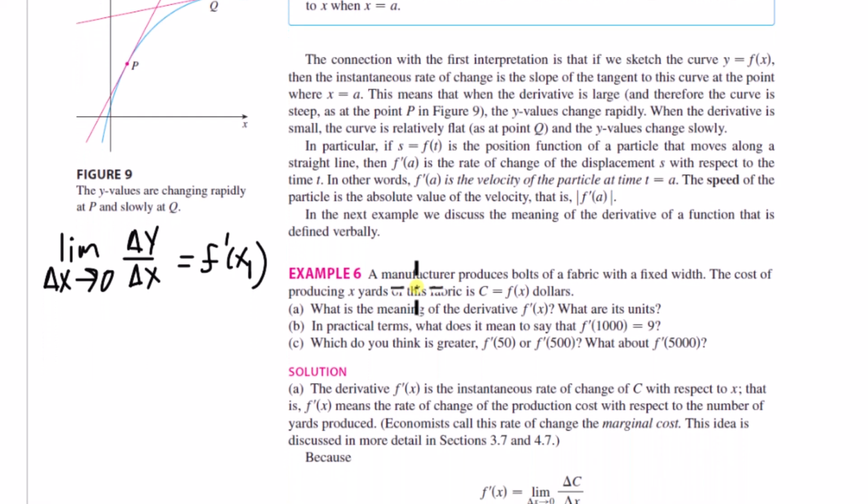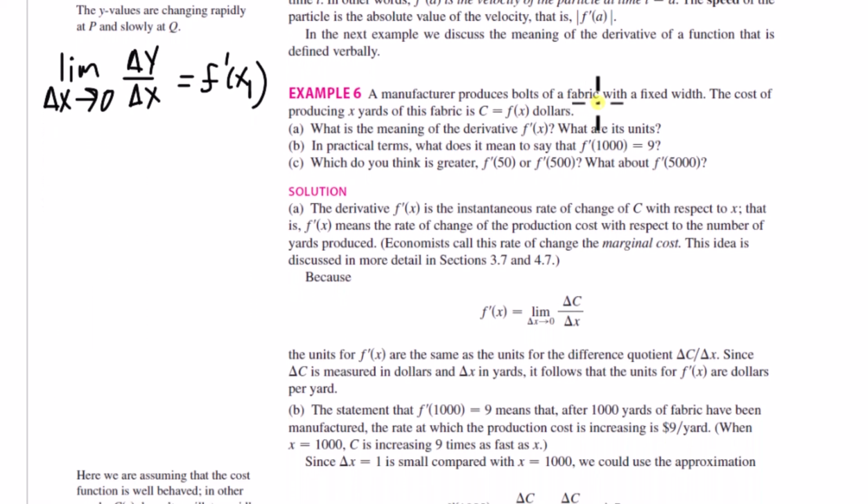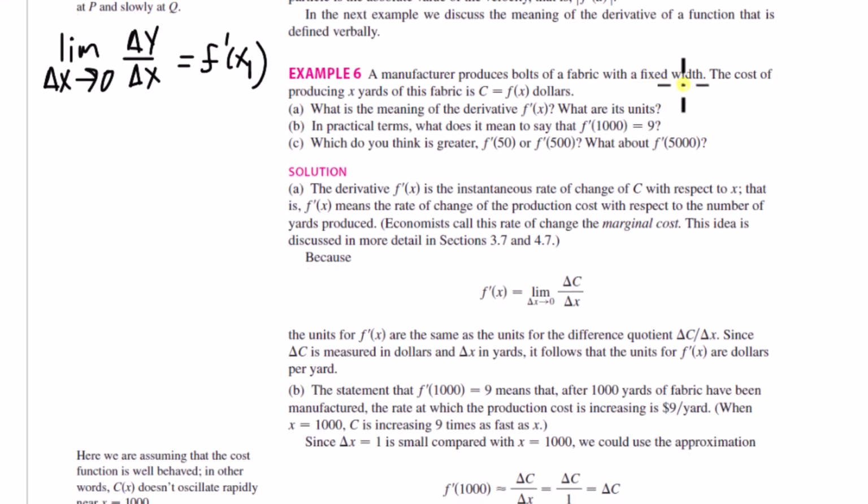Okay, let's take a look at this example. It says, a manufacturer produces bolts of a fabric with a fixed width. The cost of producing x yards of this fabric is C is equal to f of x dollars. That's another thing I find useful about this form: it's really intuitive when you're not dealing with time, like velocities, right? So you have a cost function. With this form, you can clearly see that the derivative is with respect to any output variable and any input variable, right?